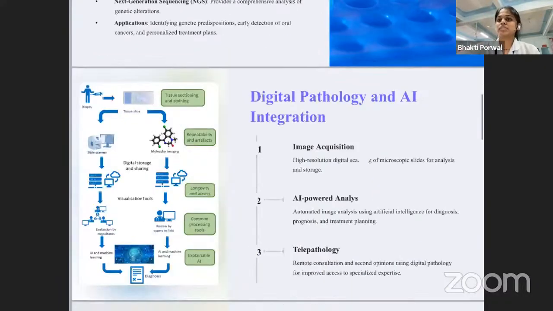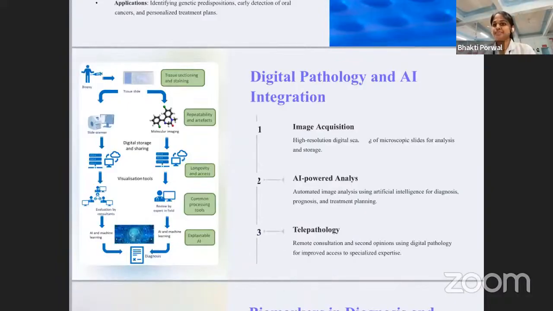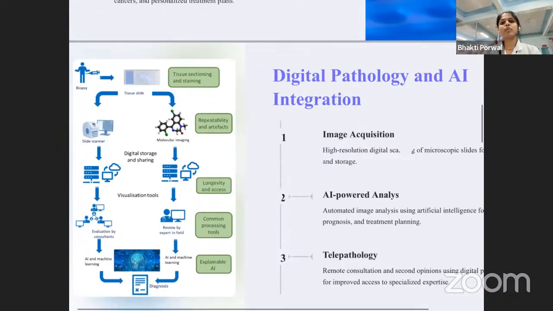Then secondly, we'll see digital pathology and AI integration. It involves image acquisition, in which high resolution digital scanning of microscopic slides for analysis and storage is done. Then AI powered analysis, in which automated image analysis using AI for diagnosis, prognosis and treatment planning is done. So here is an overview of digital pathology associated with AI.